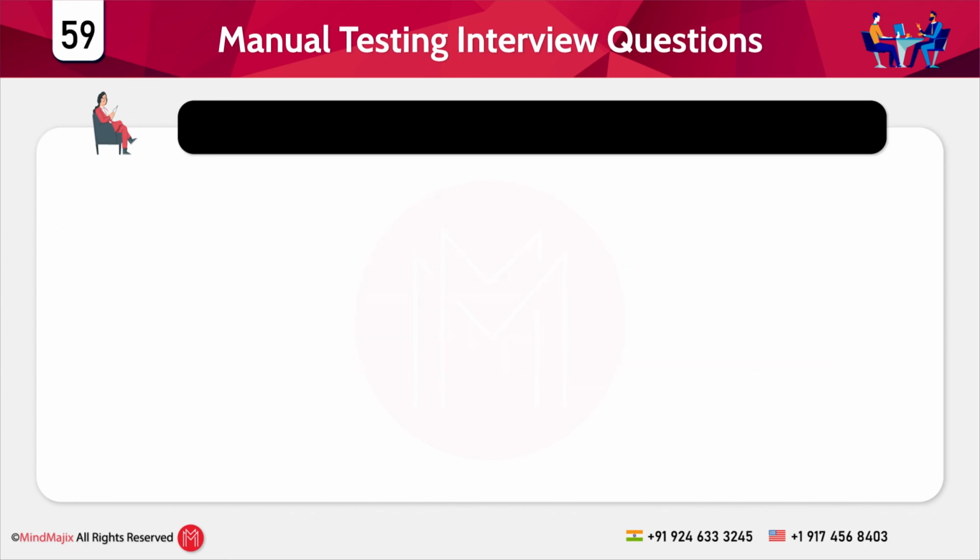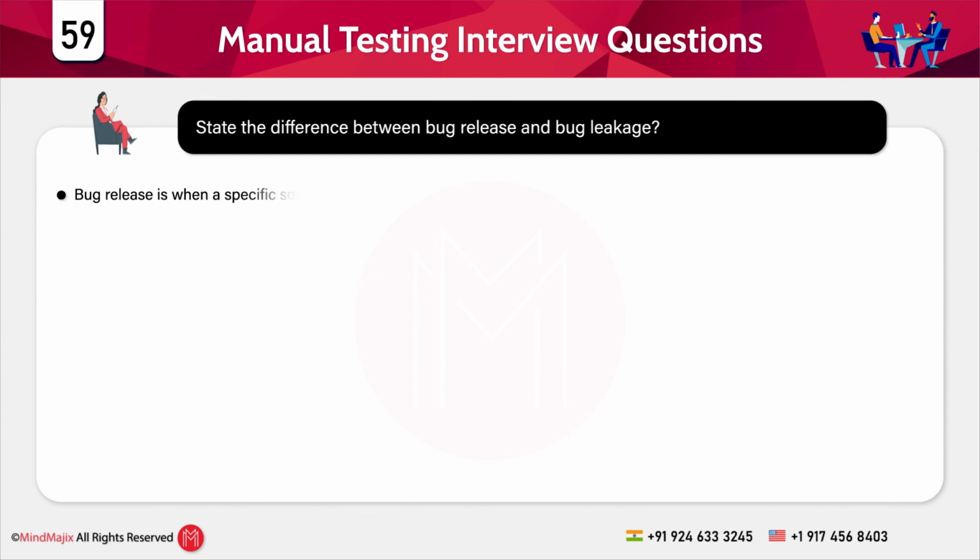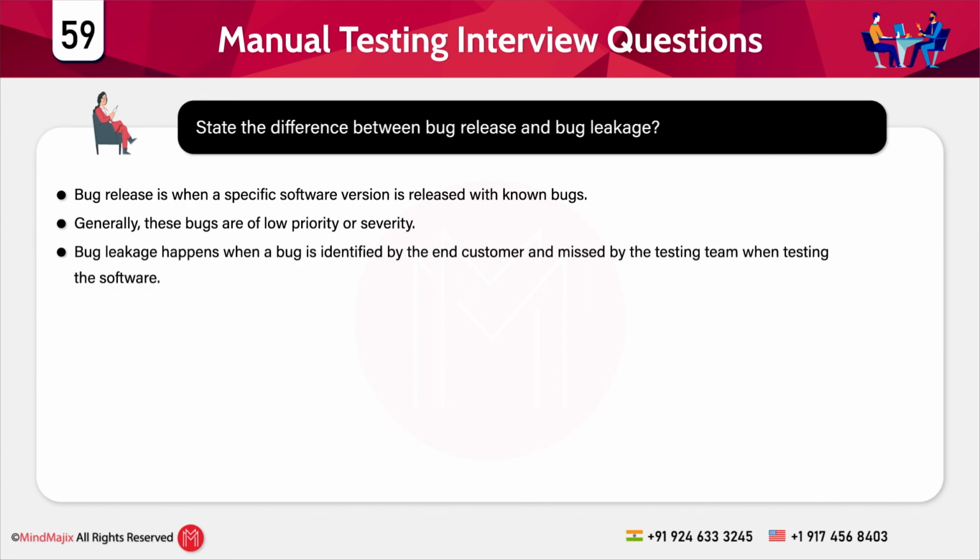The next question is, state the difference between bug release and bug leakage. Bug release is when a specific software version is released with known bugs. Generally, these bugs are of low priority or severity. And bug leakage happens when a bug is identified by the end customer and missed by the testing team when testing the software.